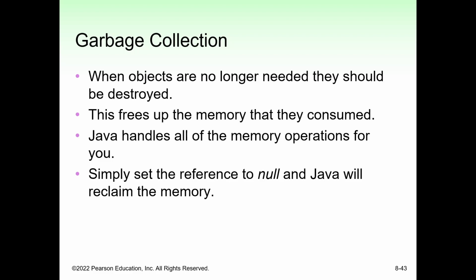Now, garbage collection just stands for the fact that whenever you no longer need your objects, you should destroy them. That's not only going to free up your memory, but also get rid of any unnecessary information that might be causing problems and make your debugging process harder. Now, how do you do that? You simply need to set your reference to null, and Java will reclaim that memory for you.